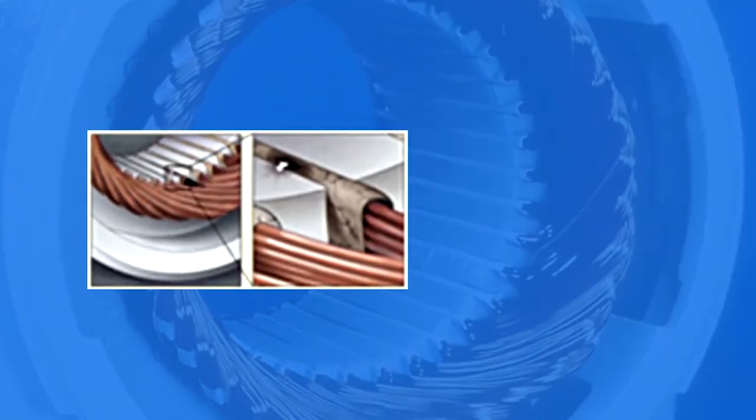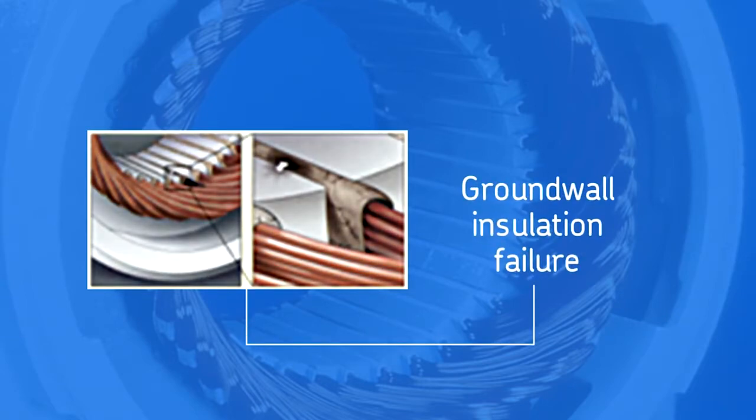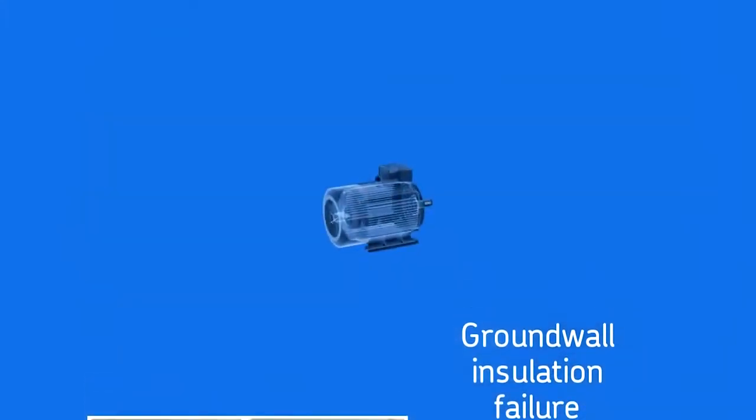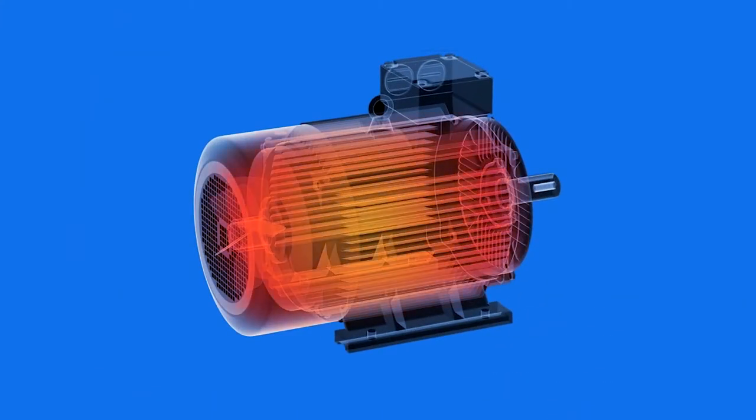When the insulation fails and there is a path to the core, it is called a ground wall insulation failure, since the stator core is at electrical ground. Often, when a motor overheats or has a turn-to-turn failure, the excessive heat will cause a ground wall insulation failure also.